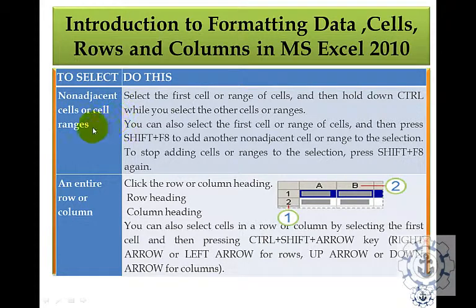For non-adjacent cells or cell ranges, select the first cell or range of cells and then hold down Control while you select the other cells or ranges. You can also select the first cell or range of cells and then press Shift F8 to add another non-adjacent cell or range to the selection. To stop adding cells or ranges to the selection, press Shift F8 again.